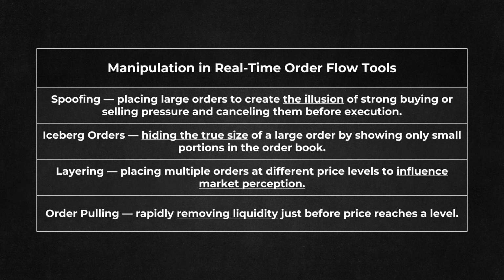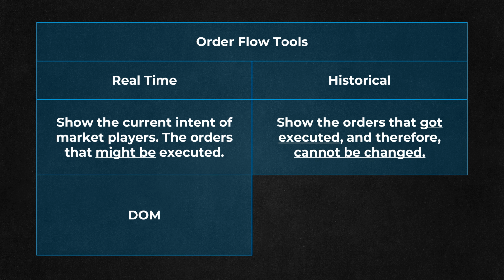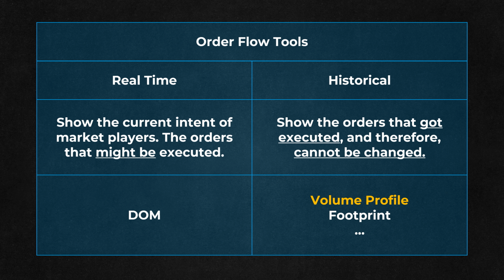Historical order flow, on the other hand, cannot be altered in the same way because it reflects transactions that have already occurred. Once orders are executed and recorded in the market's transaction history, they become part of the permanent record of market activity. For this reason, historical order flow tools provide a more reliable view of what actually happened in the market, whereas real-time tools primarily show the evolving intentions of market participants. The volume profile is one of the best historical order flow tools along with the footprint.